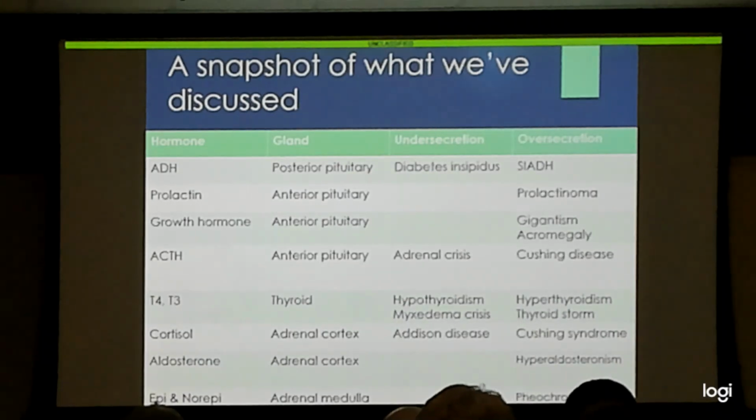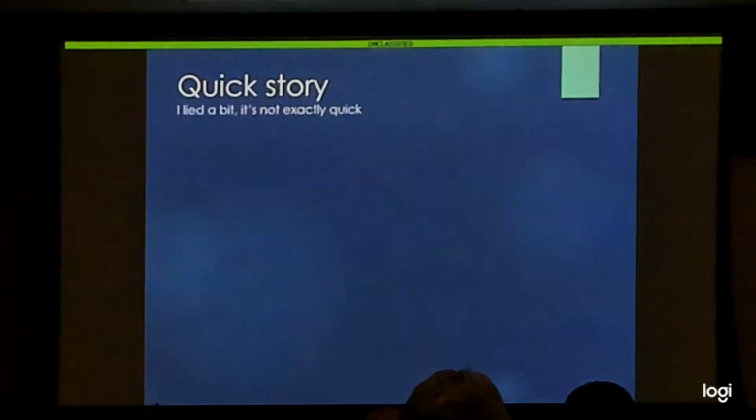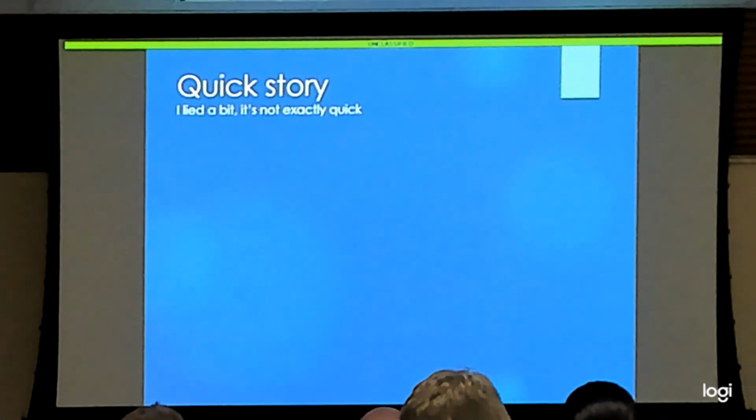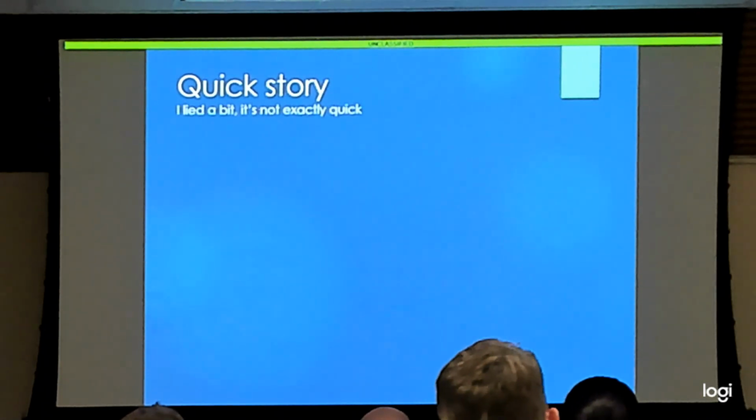So I made this little chart thing to give you an idea of what happens for each one of those. Some of them are only over-secretors. Hopefully that's useful for you guys. All right, any questions on what we just spoke about?